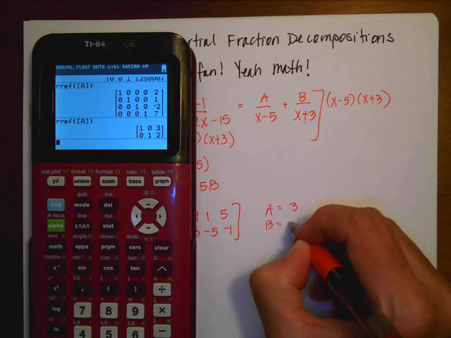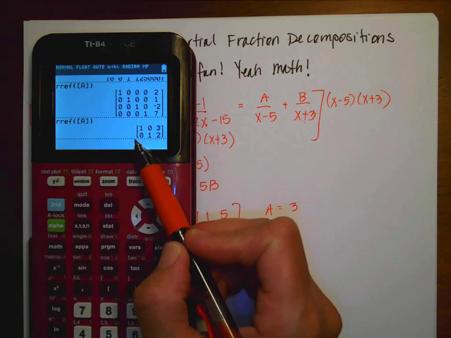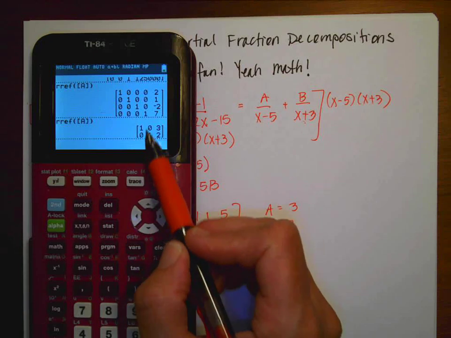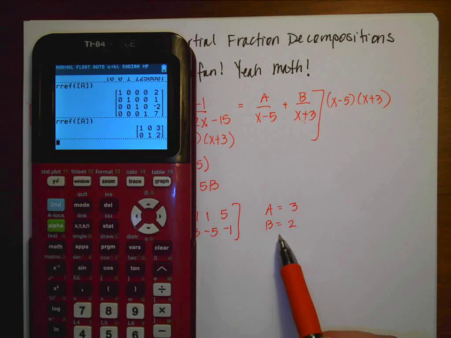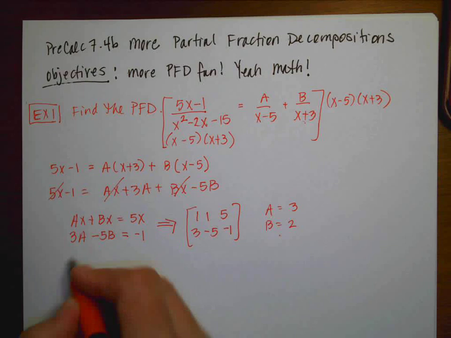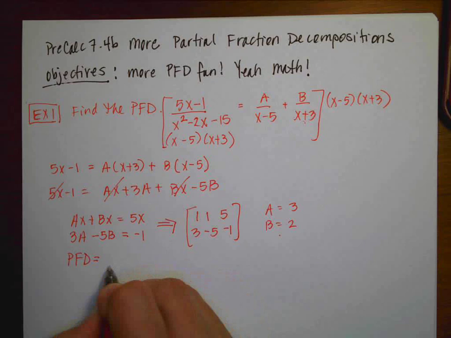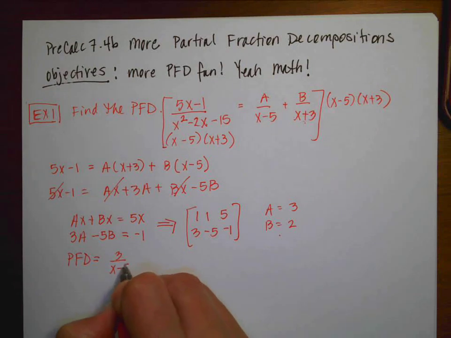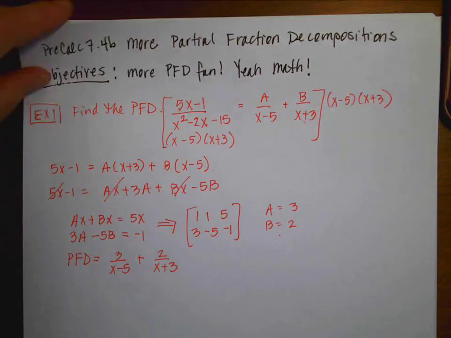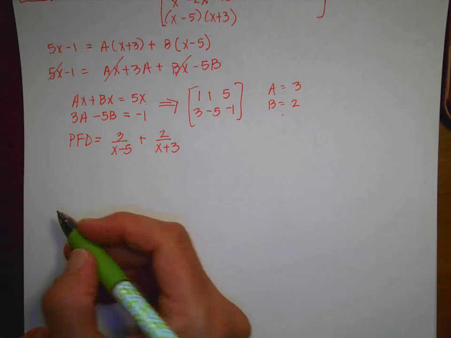A is 3 and B is 2. And it's just interesting to notice, because we haven't talked about it for a while, the 1, 0, 0, 1 is called the identity matrix. And if you'll notice, if this is the A column and the B column, that's why it's so handy to give me my solutions. So now I'm just going to write my solution. My PFD is equal to 3 over x minus 5, and then 2 over x plus 3. So that's a nice, polite start to our partial fraction decompositions.